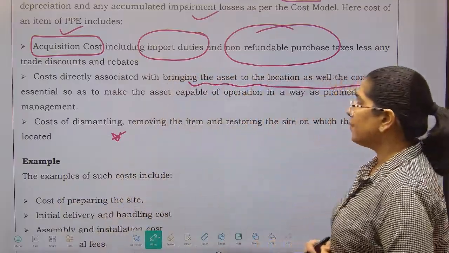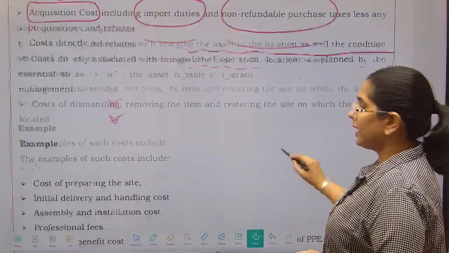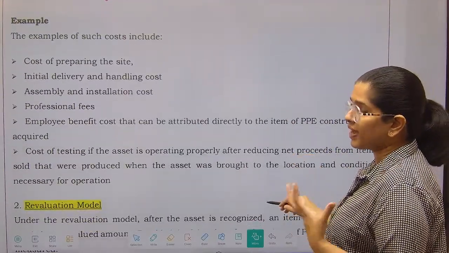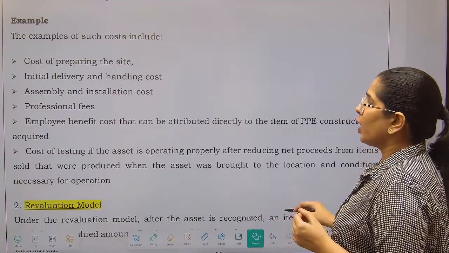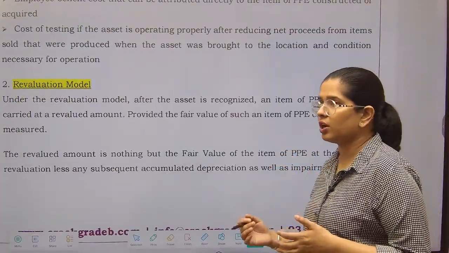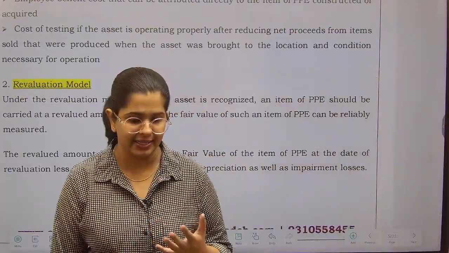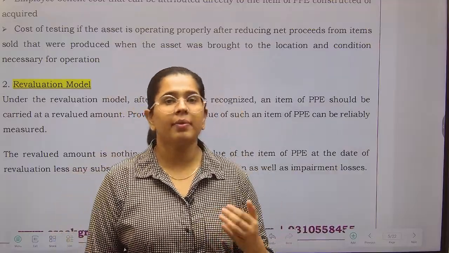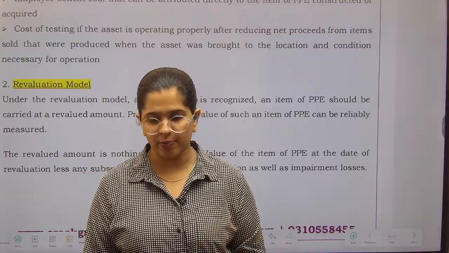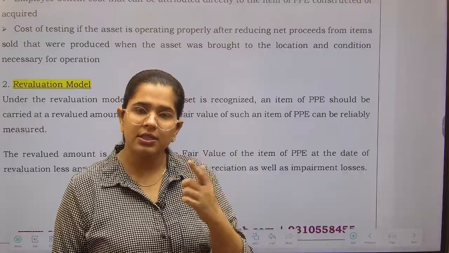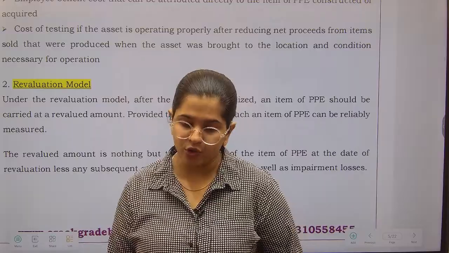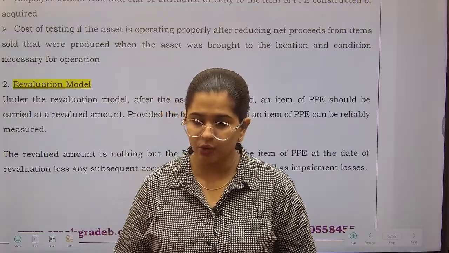So remember that examples of such kind of cost that will be included are preparing the site, initial delivery, handling cost, installation cost, any professional fees, remember that, employee benefit cost, cost of any testing. ठीक है, कई बार क्या होता है, suppose we have installed the machinery, now we have to run a trial test, right, trial run में you get to know whether machinery is operating properly or not. If there is any kind of problem, you will get to know that. Fine. So this is why trial run is important, and any trial run related cost needs to be included into the value of asset. आपकी asset की value में वो चीज include हो जाएगी.